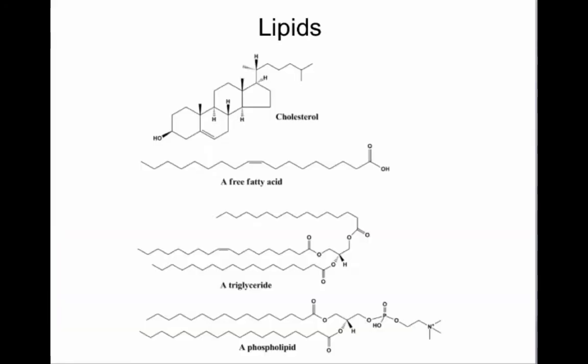You want to add fluidity to the membranes, and you do this by adding unsaturated bonds or double bonds between the carbons. And lipids can come in a diversity of forms, not just triglycerides, but you can have free fatty acids with just a single chain of fatty acid. You can have structures such as cholesterol, which is a steroid.